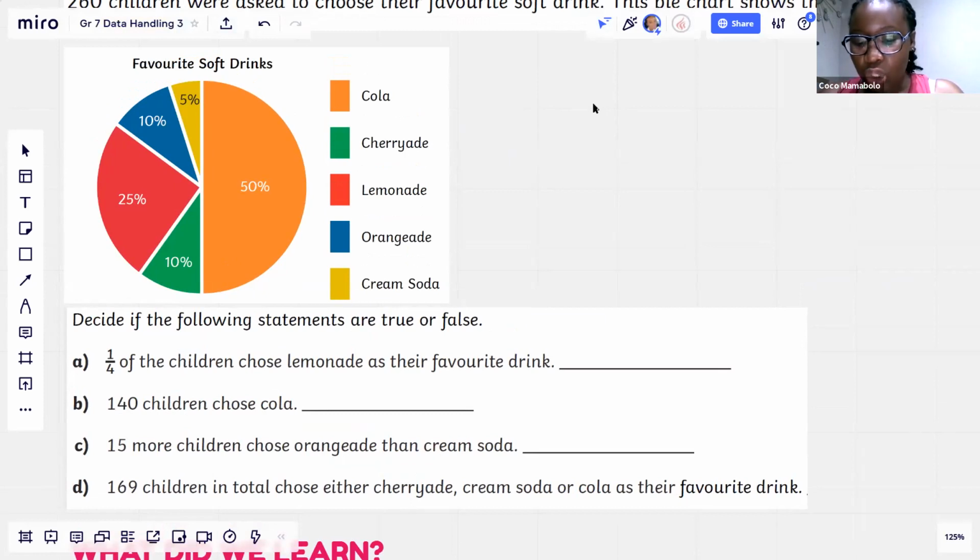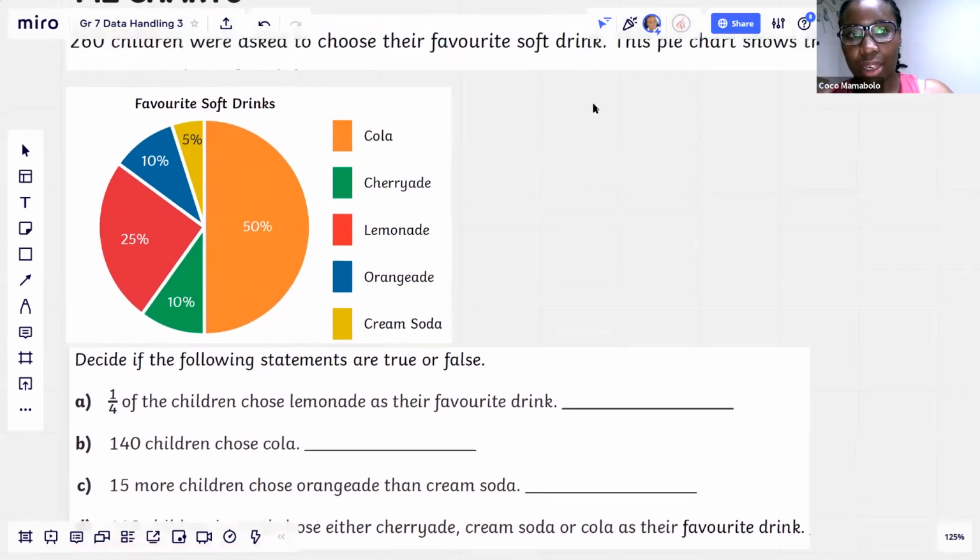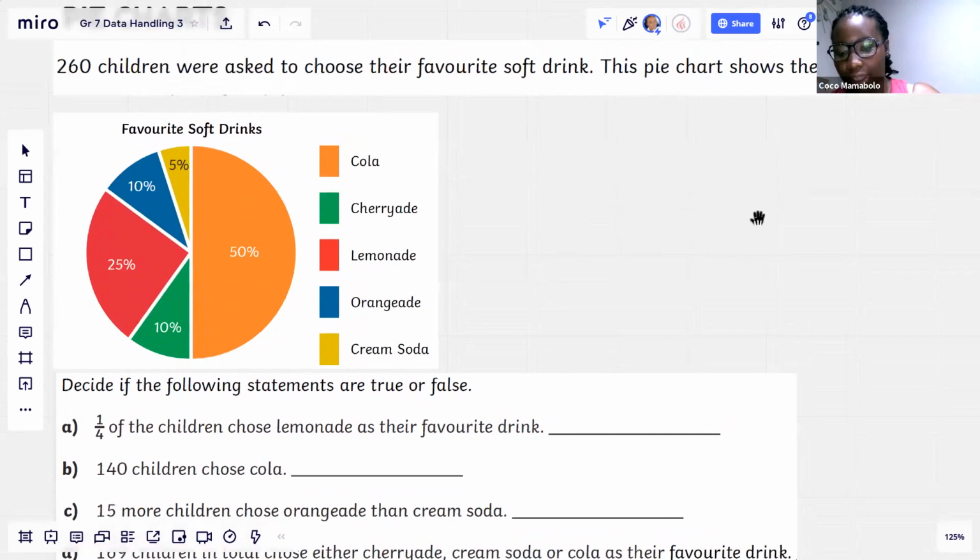Now it says 260 children. Oh, I think I didn't show you guys that part, right at the top. It says 260 children were asked to choose their favorite soft drink. The pie chart shows the results. Have a quick look at it. I hope you guys have your calculators ready because we're going to be calculating quite a bit. It says a quarter of the children chose lemonade as their favorite drink. Is that true or is that false? Sorry, it says decide if the statements are true or false.